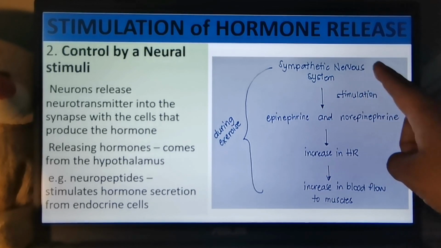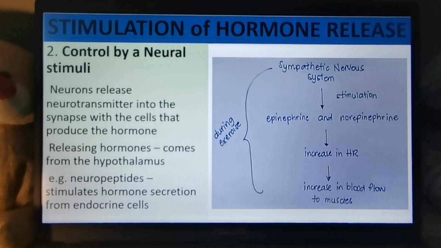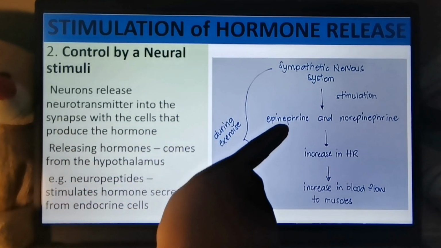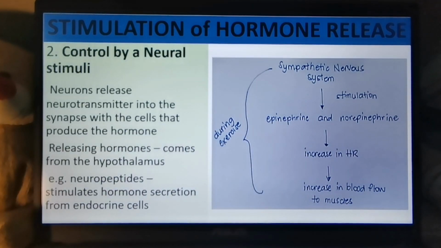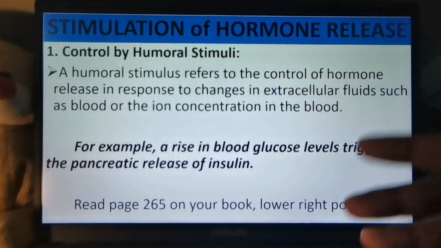Ay, nag-exercise siya. Okay, mag-release tayo ng epinephrine and norepinephrine. Neurotransmitters ito: epinephrine and norepinephrine. Okay, pangalawa yun ha. First, humoral. Second, neural, which involves your brain. Dito, involved ang brain, pero background lang siya.